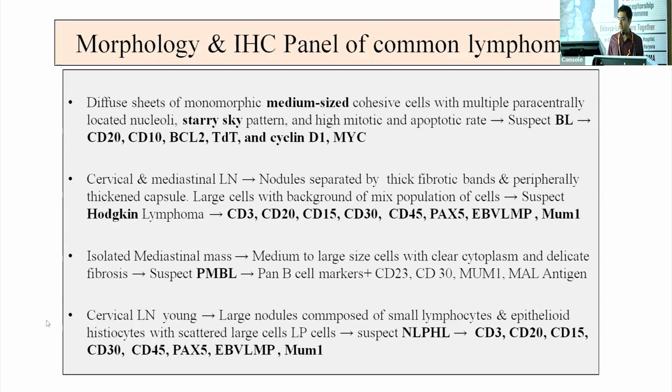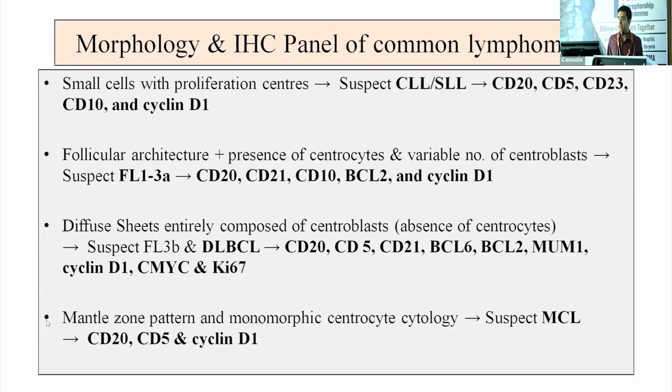So these are the morphology and IHC panels of some common lymphomas. We have discussed this. When the lymphocytes are small, one should suspect a small cell lymphoma or small lymphocytic lymphoma or mantle cell lymphoma. When there is follicular architecture, one should suspect follicular lymphoma. One should go for all the B cell lineage markers along with BCL2 and cyclin D1 to rule out the follicular variant of mantle zone lymphoma.